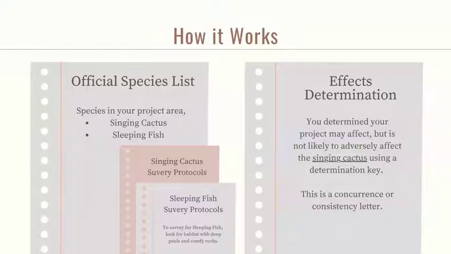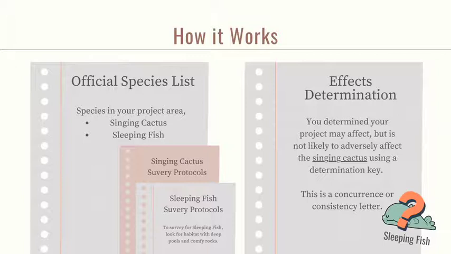In our example, I'll say that we were able to determine that our project may affect, but is not likely to adversely affect the singing cactus. And now we have a concurrence letter. So we have a lot of the documentation that we need to submit to the field office. The only other thing is that we had one more species on that list, and we haven't come to a determination for the sleeping fish.